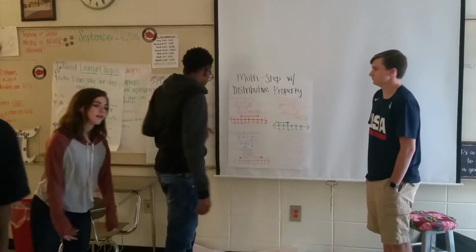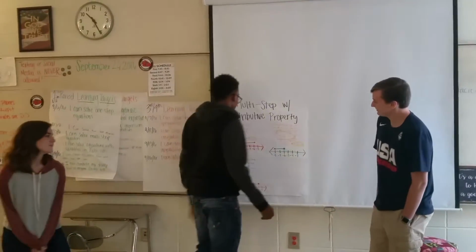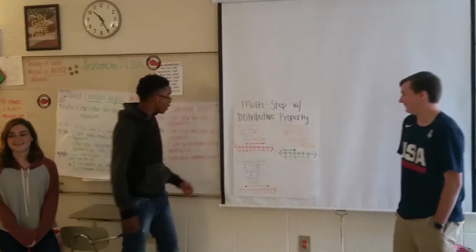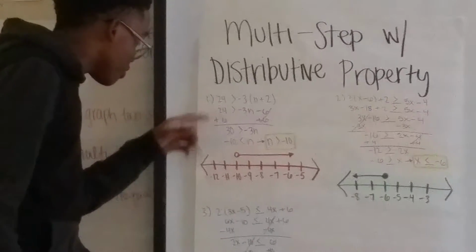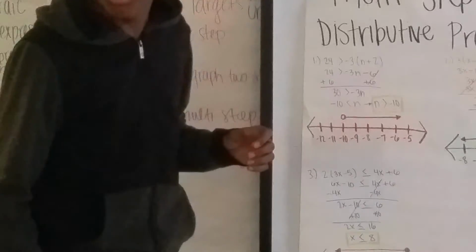Good morning. Now, I'm going to talk to you guys about multi-step distributive property. Don't stand in front of the problems. This is example number 1. 24 is greater than negative 3 parentheses n plus 2.